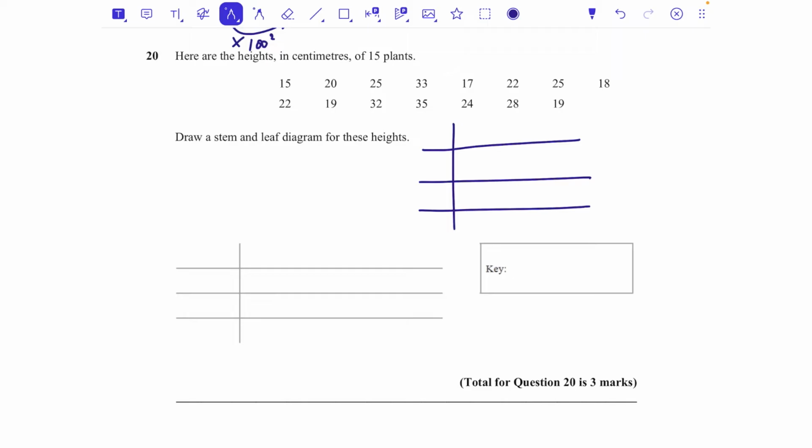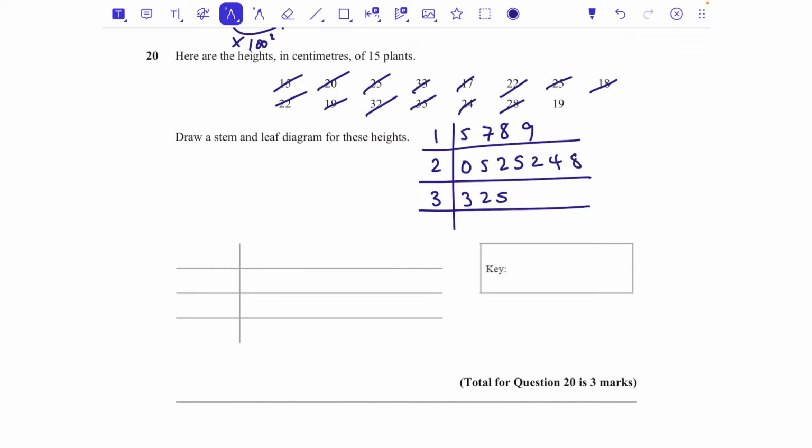Okay, so I'm going to go, what's the smallest number here? I've got numbers in the 10s, so 10s, 20s, 30s, and do I have numbers in the 40s? No, I don't think I do. Okay, so there we go, so that's it. So 15, I'm going to put here. 20, I'm going to put here. 25, 33, 17, 22, 25, 18, 22, 19, just helps to not miss any out. 32, 35, 24, 28, and 19. There we go. So all 15 numbers are now in my stem and leaf diagram.